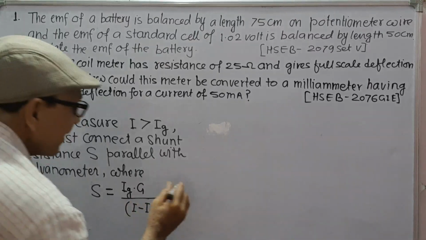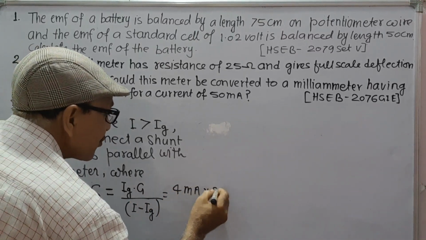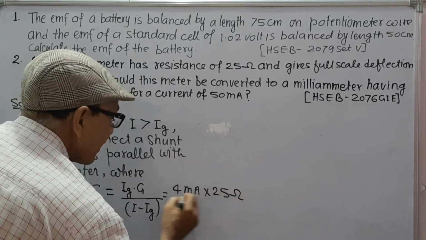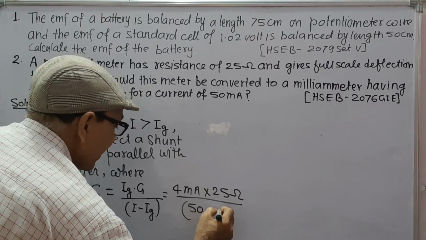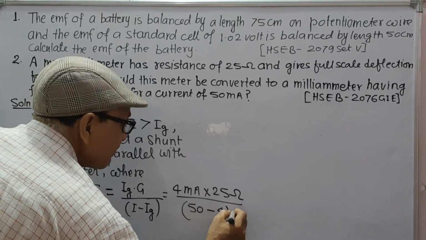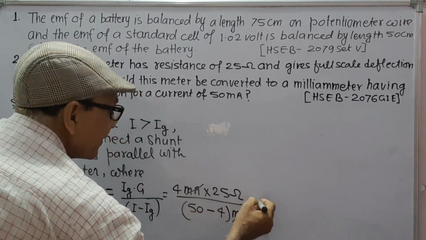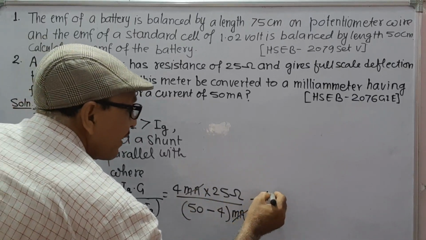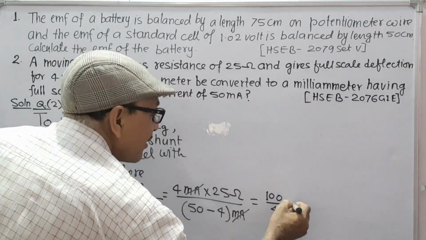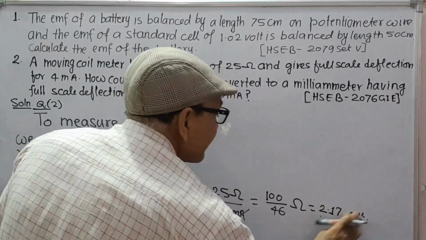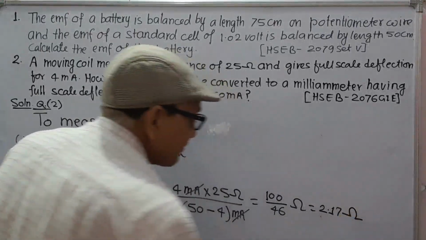Values are known. Ig is 4 milliampere, G is 25 ohm, I is 50 milliampere minus Ig 4 milliampere. Milliampere is common and cancels out, so we get 100 upon 46 ohm, which is 2.17 ohms.